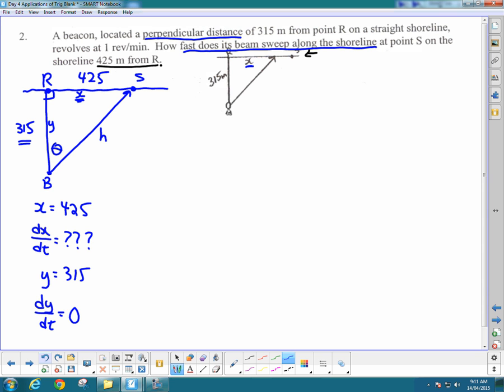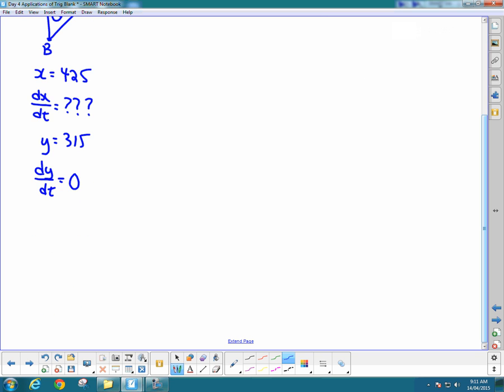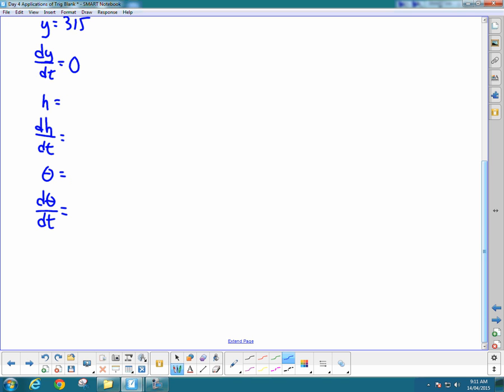We've got 2 other unknowns. We've got h, which I don't know yet, and I may or may not need to. And we've got dh by dt. Again, I don't know if I need that yet. What's the other variable in the picture? Theta, and then d theta by dt. One of those we actually know. It does tell us how fast theta is changing. It says 1 revolution per minute.